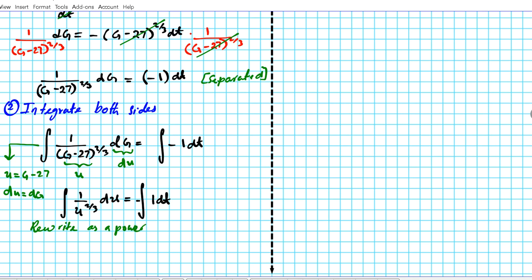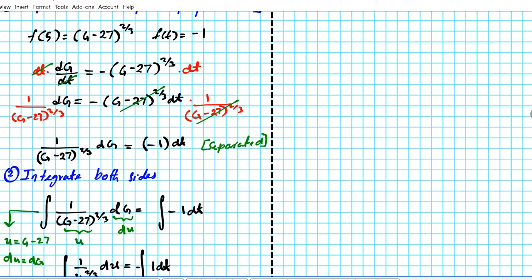All right, so if we rewrite as a power, we're going to have the integral of u to the negative 2/3 du equals negative integral of 1 dt. Okay, ladies and gentlemen, we are now ready to integrate. So let's go ahead and do that. So if we integrate the left side, we apply the power rule. What are we going to get?